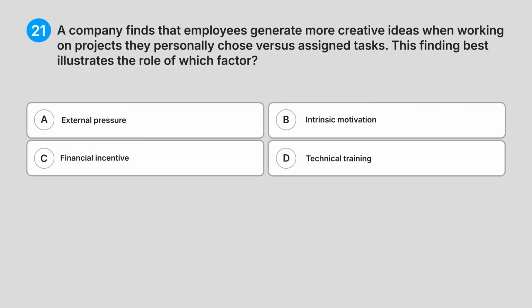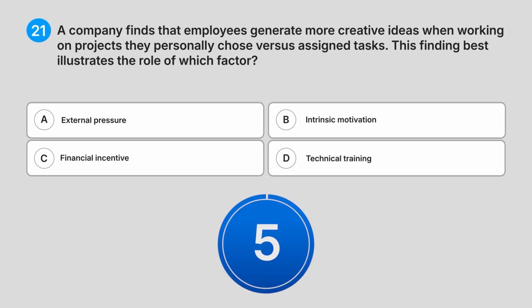21. A company finds that employees generate more creative ideas when working on projects they personally chose versus assigned tasks. This finding best illustrates the role of which factor? A. External pressure. B. Intrinsic motivation. C. Financial incentive. D. Technical training. Do you know the answer?